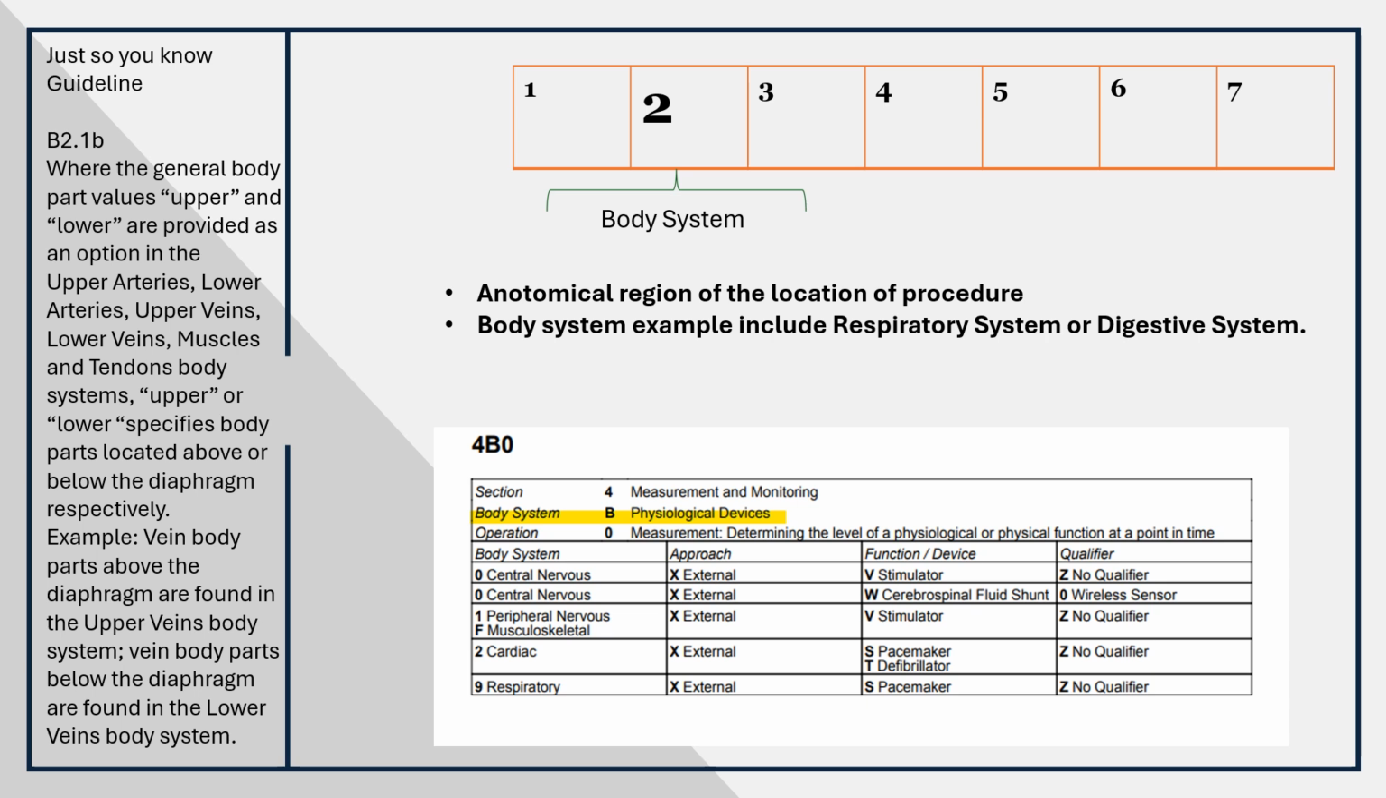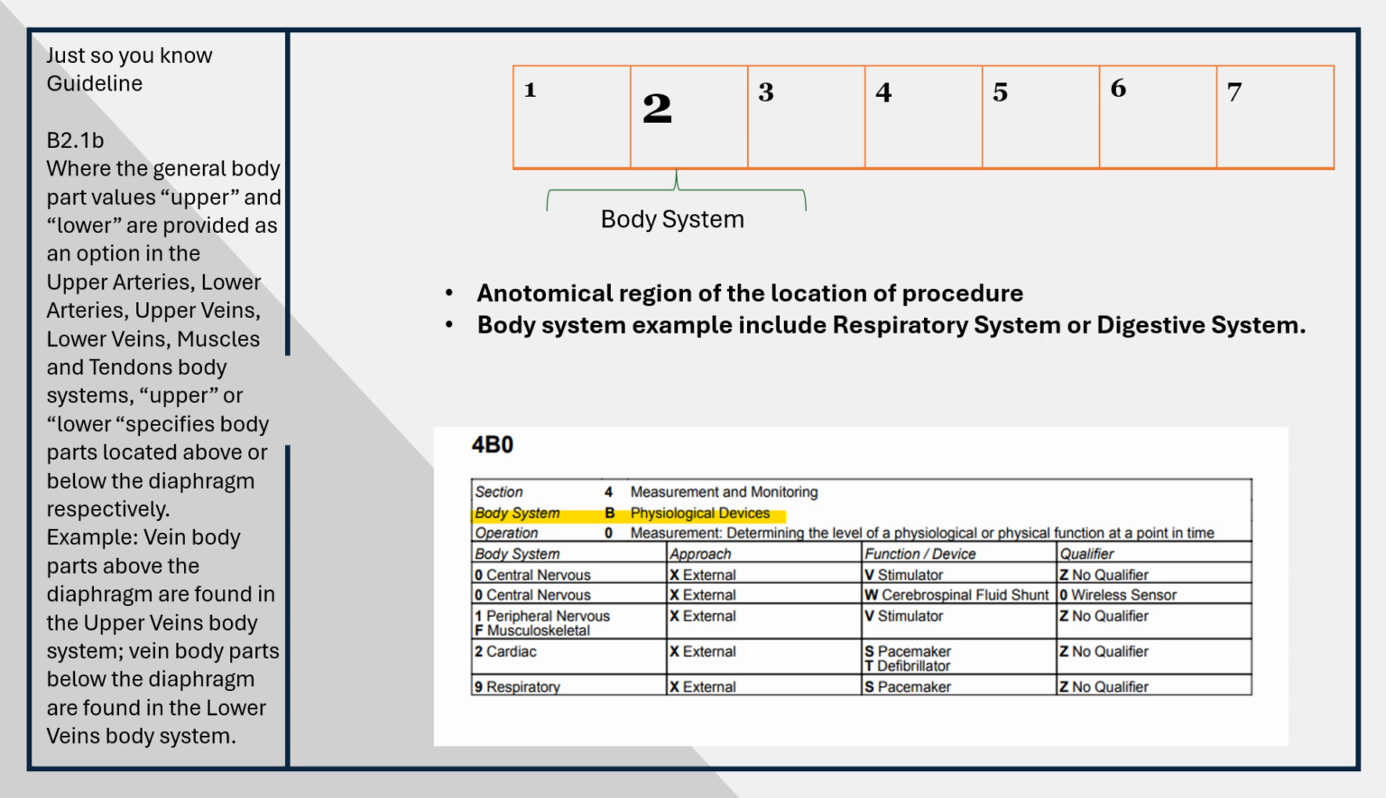Basically, what that means is if you are coding for something and the documentation doesn't necessarily specify what body part it is, or there is not a character value for that particular body part, you can code it to the nearest anatomical region around the body part.